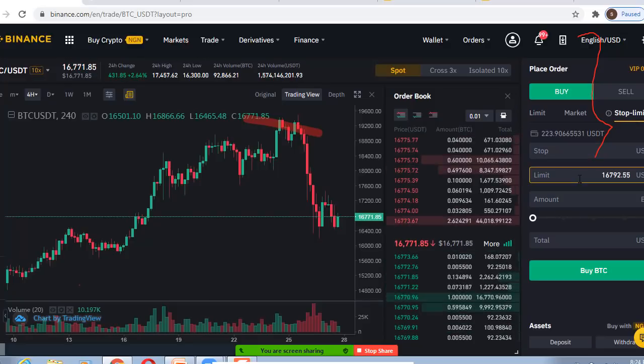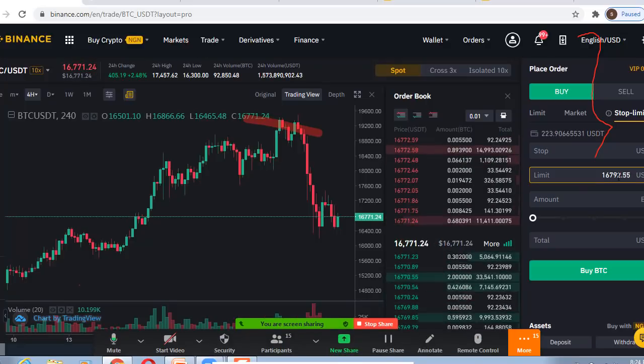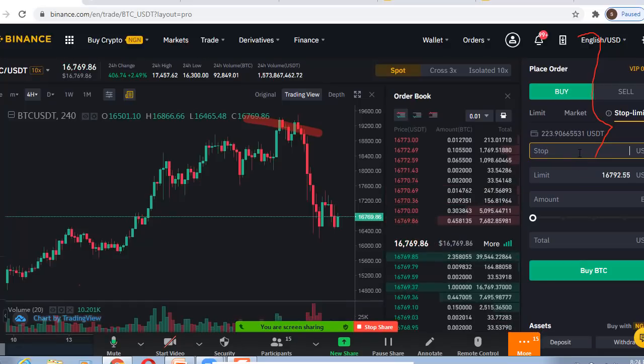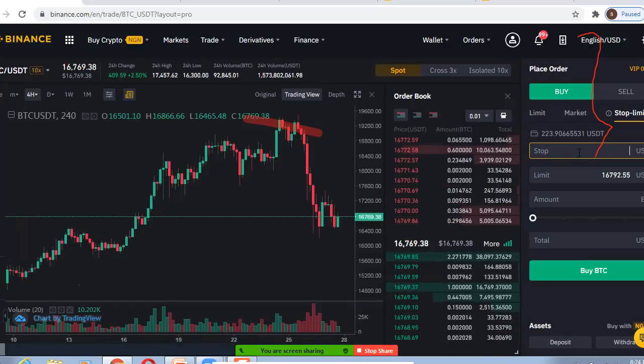You can place a limit. Let's say, for example, you want to buy Bitcoin. You can say at this price is where you want to buy Bitcoin. But at the stop price is where you are saying, if Bitcoin continues down after buying at this price, I'm no longer interested. Sell my Bitcoin back to USDT. That's what you are saying.